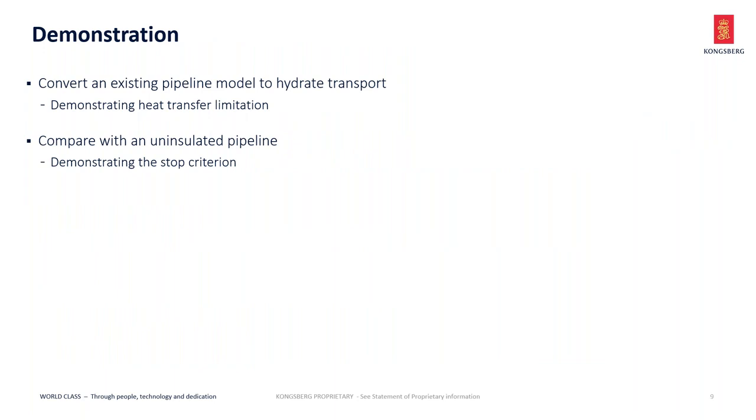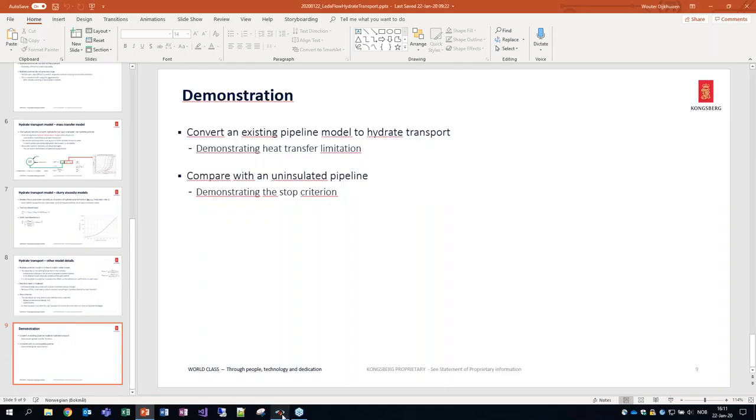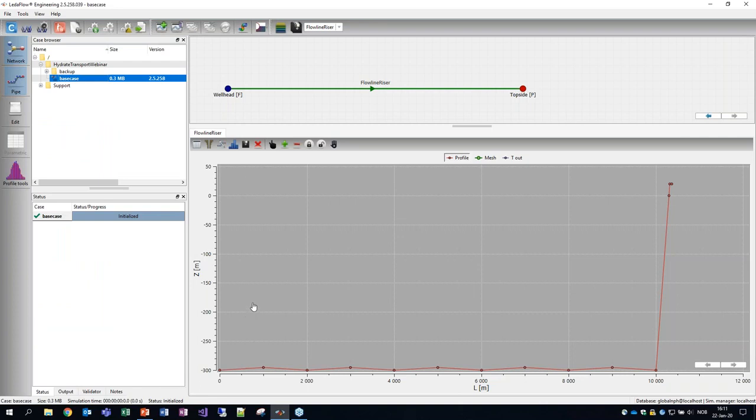Okay, then we go to the live demonstration in LedaFlow. I will convert an existing pipeline model to use the hydrate transport feature, and also demonstrate the heat transfer limitation. And then at the end, I will compare this simulation to one with an uninsulated pipeline, which will show the stop criterion. So this is LedaFlow 2.5.